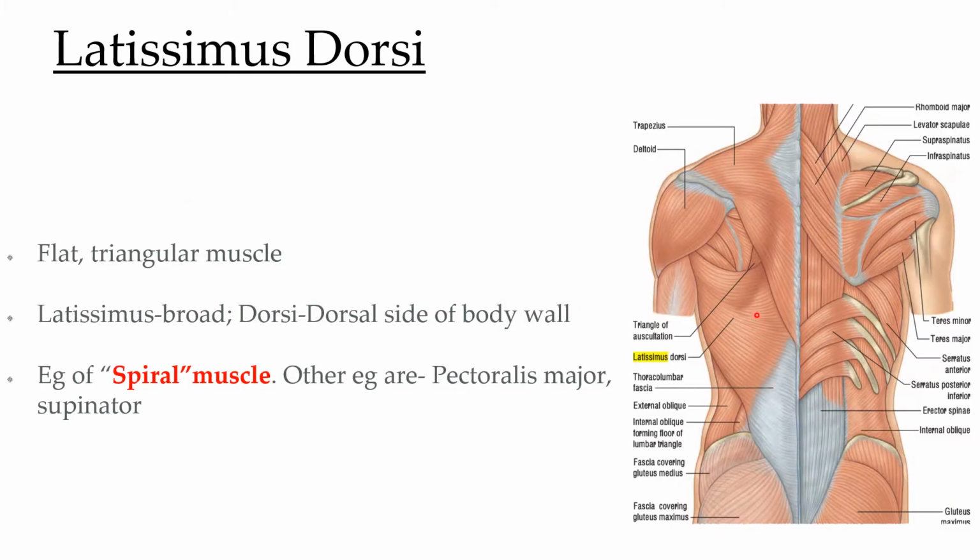As you can see in the illustration, this is latissimus dorsi. It is a flat triangular muscle located on the dorsal side of the body wall. It is an example of a spiral muscle, as before insertion over the upper end of the humerus, that is specifically over the floor of the bicipital groove, the tendon of the muscle spirals round before insertion, and hence it is included in the list of spiral muscles. The other muscles in this group are pectoralis major and supinator muscle.